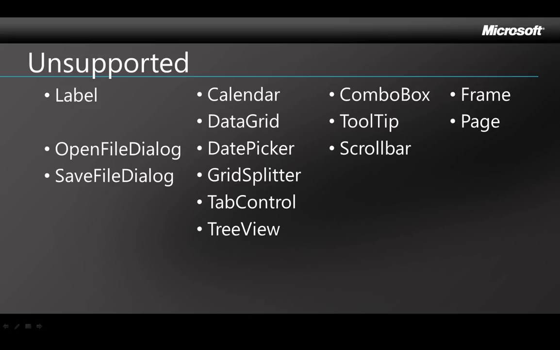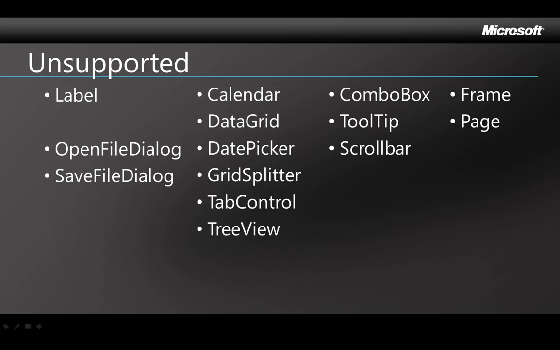These are the Silverlight controls that are not supported in Windows Phone. For the first one here, the label, you can often use a text block, but of course they're not equivalent, so you'll need to do some testing and make sure that your application works the way you want it to. Then the last two controls in the first column are the Open and Save file dialogs. What replaces those in Windows Phone is what's called isolated storage, and there's another video in this series that addresses isolated storage, so I won't discuss that in any more detail here.